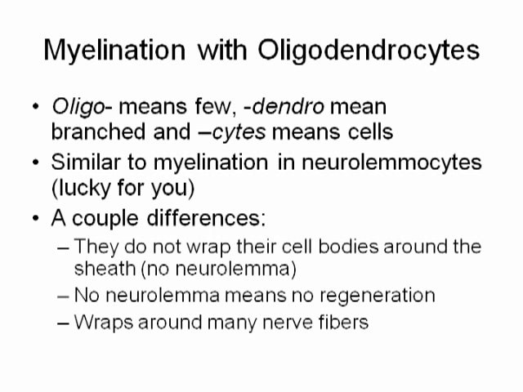And so with oligodendrocytes, the key difference that I want you to walk away with is that they do not wrap their cell bodies around the sheath. They do not wrap their cell bodies around the sheath. And because of that, there is no regeneration. There's no neural regeneration.